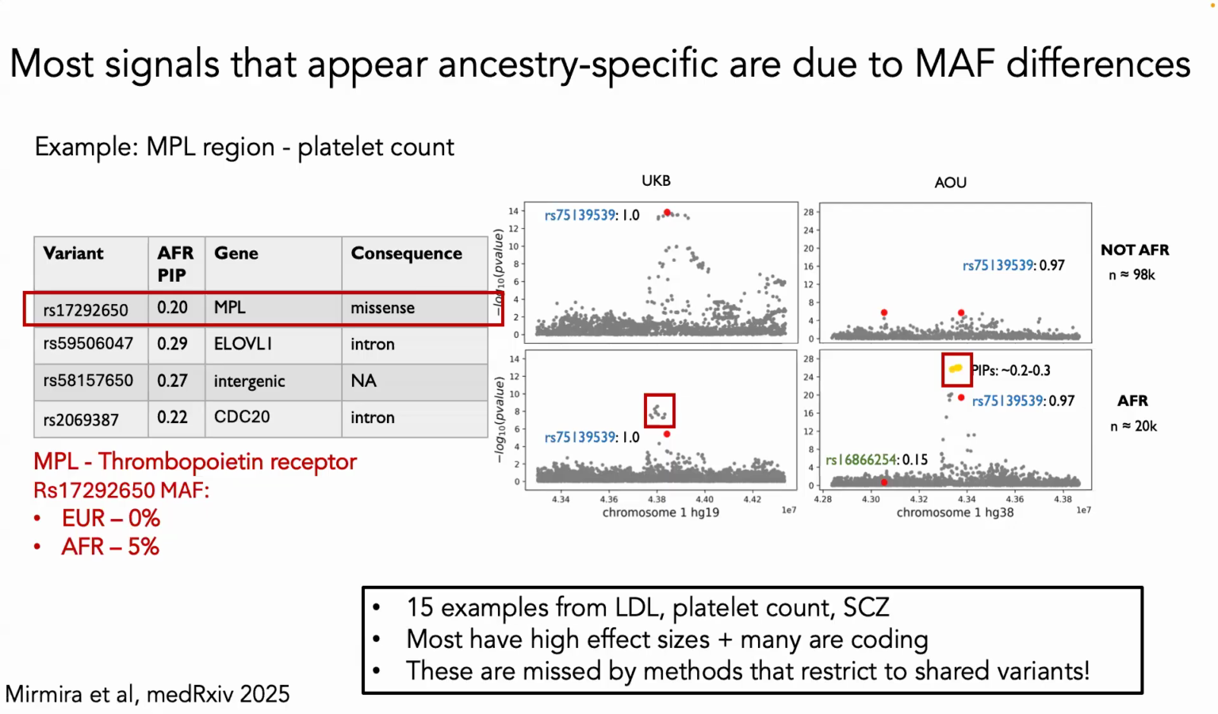And in fact, most of the high confidence ancestry specific things that we, and I'd say other people, have found are in this category, where it's just a minor allele frequency difference, and that's why we found it in one versus the other. Interestingly, many of the examples that we found for this type of thing are coding or things where it was actually interpretable what the variant was doing, which is not always the case for the shared signals. But most of these ancestry-specific ones look like this.